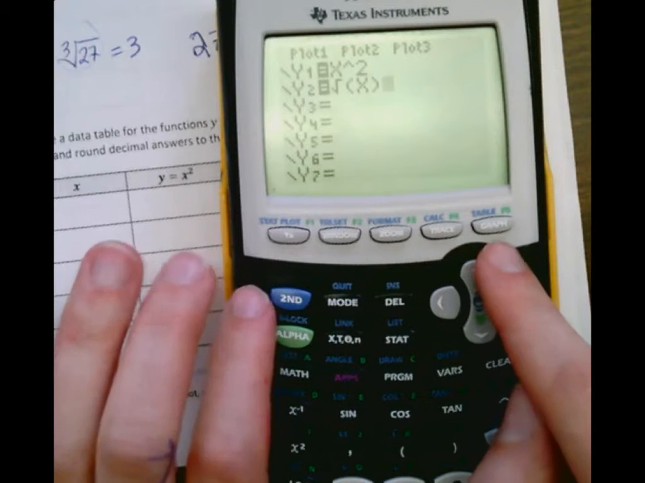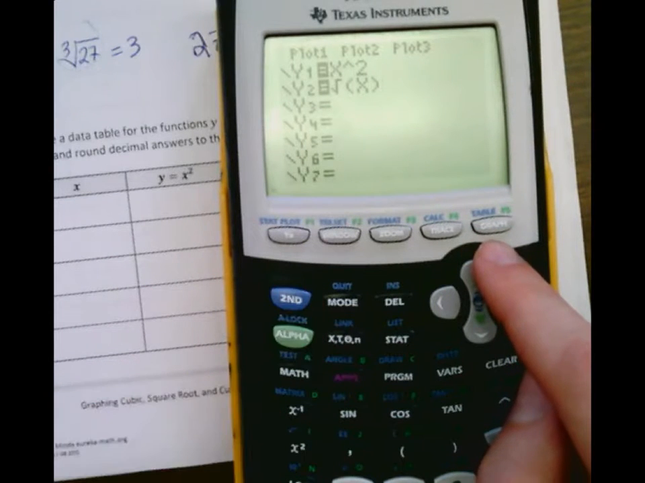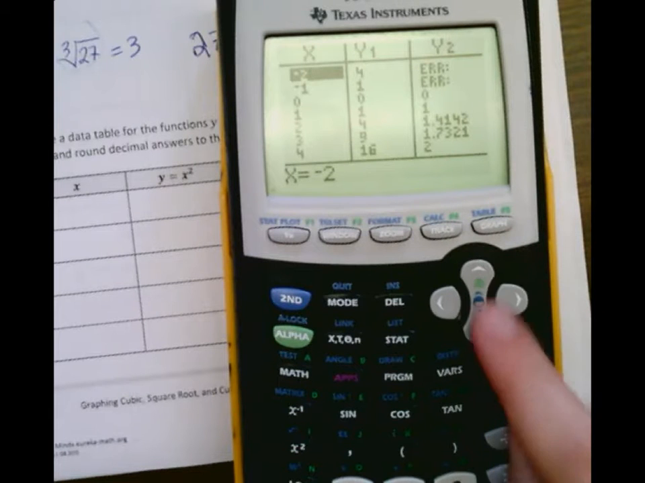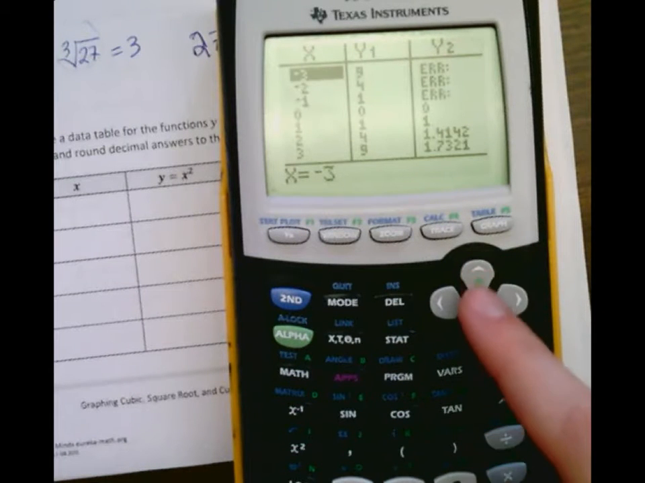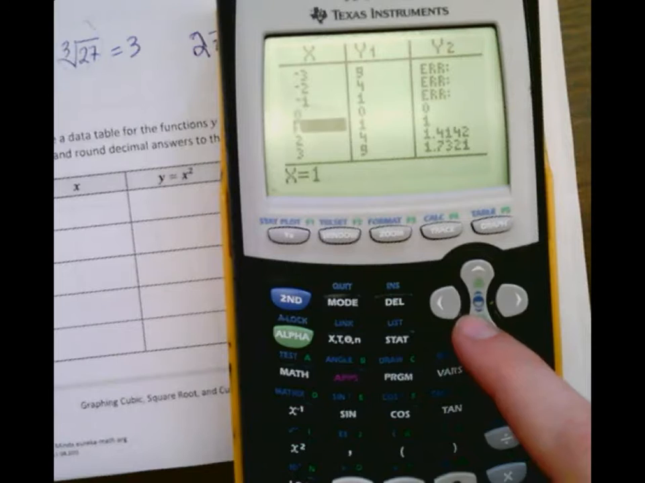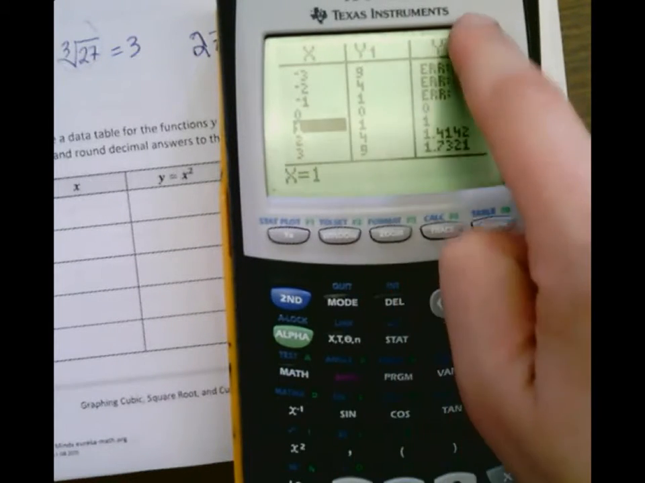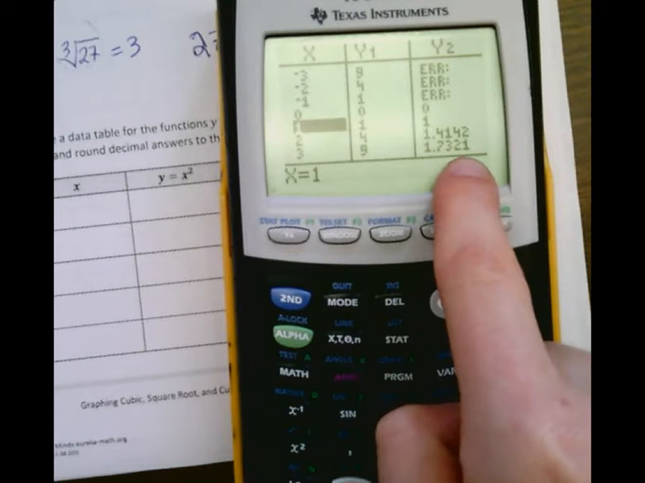To see the table, I'm going to push the second button and then the graph button, and it takes me to my table of values. It says we should be doing some positive and some negative. The x values are in this first column. Y1 is my x squared function values, and Y2 is my square root function values.